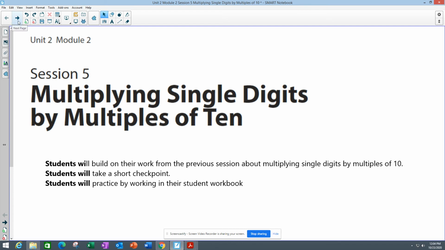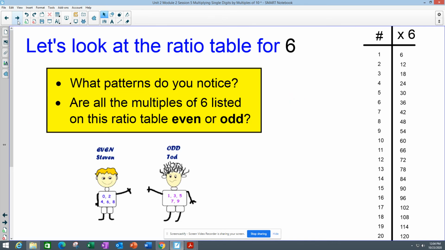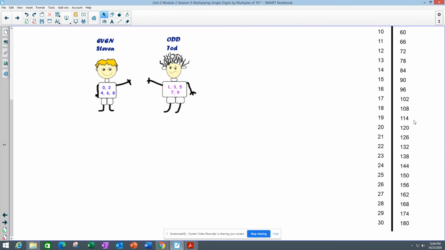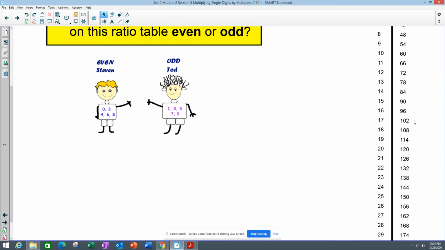All right, so let's start it off. So those are some of my objectives for today. When we look at this ratio table for six, if you had one, you have six, you have two, you have 12. So I want you to take a look at this ratio table for a second. It goes on. Look at it. It keeps going on.